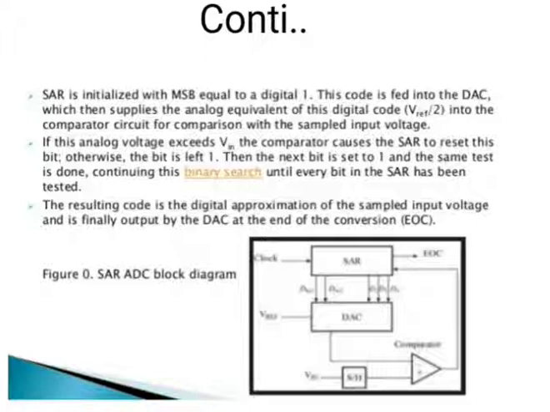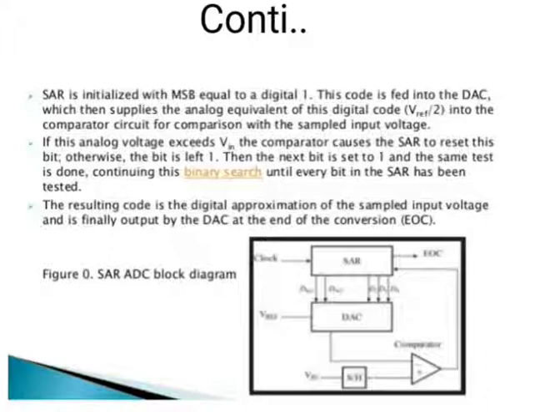left 1. Then the next bit is set to 1 and the same test is done, continuing this binary search until every bit in the SAR has been tested. The resulting code is the digital approximation of the sampled input voltage and is finally output by the ADC at the end of conversion.